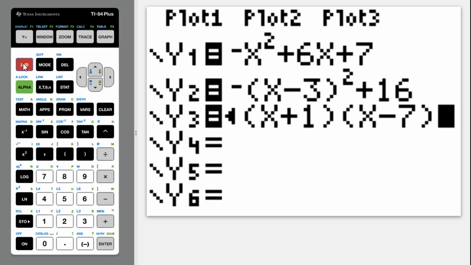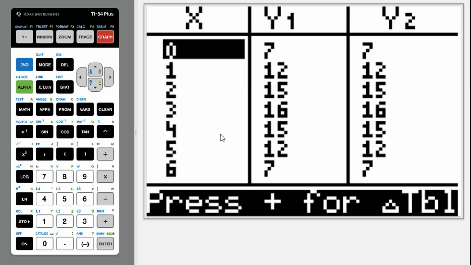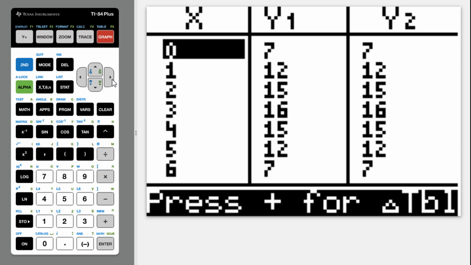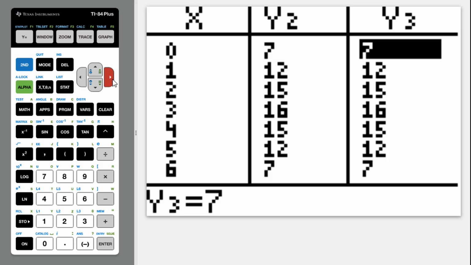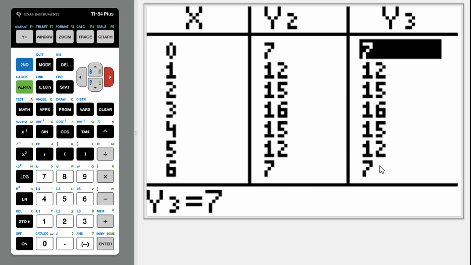We will go to second graph, and check the table. You can see the y1, y2 tables are exactly the same, which means the y1, y2 functions are the same. Check y3. You can see y2, y3 are exactly the same, which means y1, y2, y3 are exactly the same.